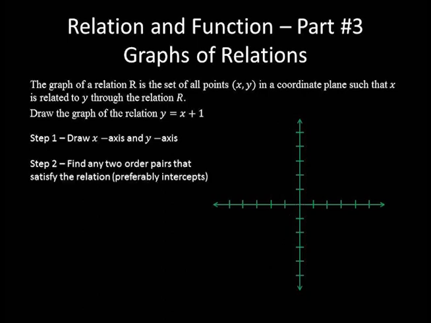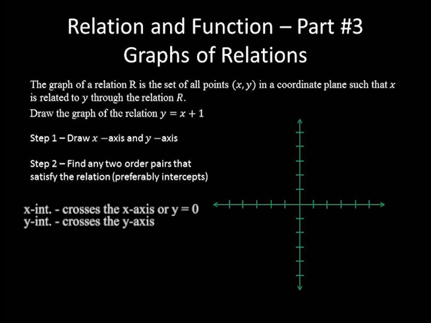Step 2, find any two order pairs that satisfy the relation. For the sake of operational simplicity, it's recommended to use the two intercepts, that's x-intercept and y-intercept, as the two order pairs. X-intercept is the point where the graph crosses the x-axis, or the point where y value is equal to 0, and y-intercept is the point where the graph crosses the y-axis, or the point where x value is equal to 0. Operational simplicity lies in the fact that since either of these two variables is 0 at the intercept, we can easily solve for the other variable.